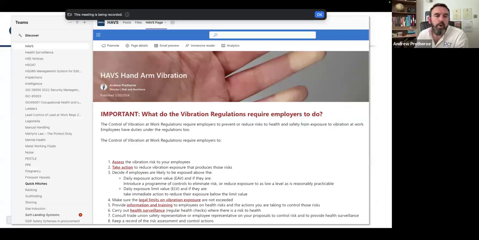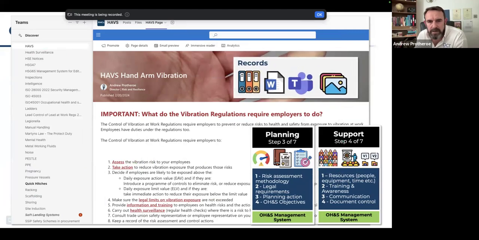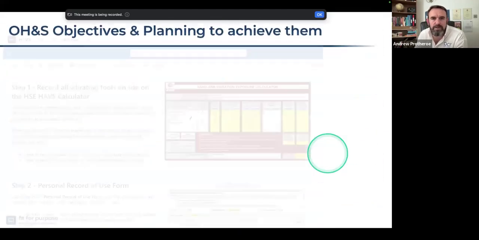Take this, for instance. This is our internal process for our risk management consultants. Health surveillance, HSG 47, manual handling, quick hitches, site induction, Martin's Law. Everything is in here to give guidance to the consultants. So what am I doing? Planning. I'm leading. We're risk evaluating. We're training. We're covering all of these. And we've got records and evidence to show it.